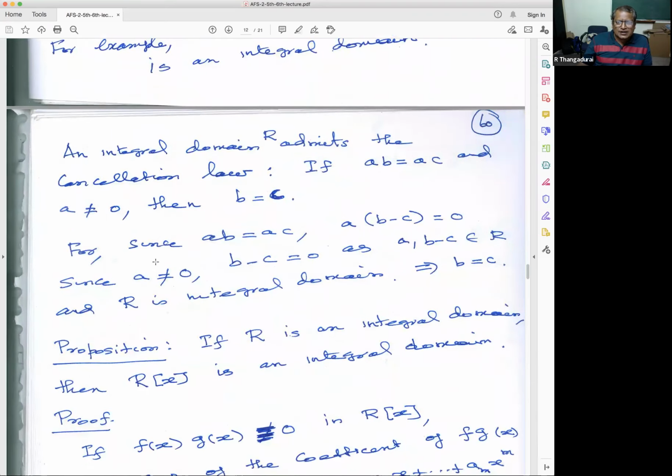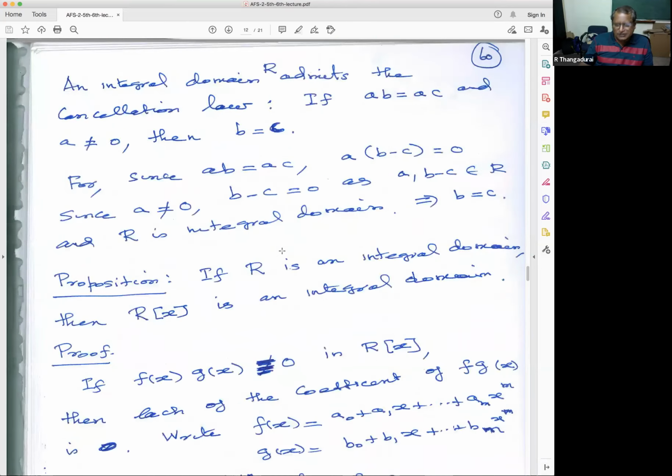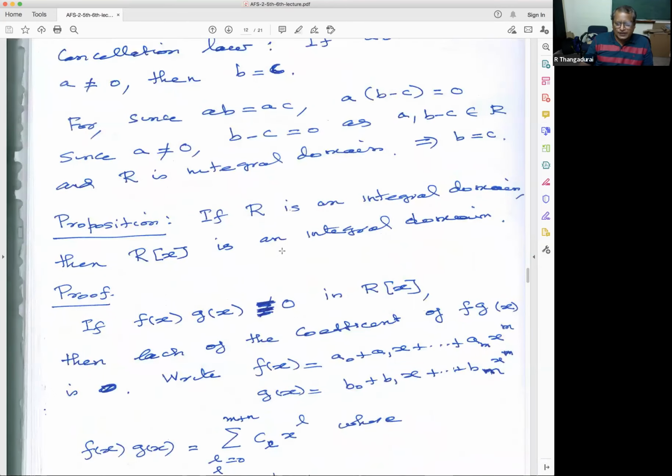Why is it? Since ab equals ac, this implies, because of the distributive law, a times (b minus c) equals 0, where a belongs to R and b minus c belongs to R. R is an integral domain, and a is a non-zero element, therefore b minus c has to be 0 by the definition of integral domain. So therefore b equals c. The cancellation law holds. This is the advantage.